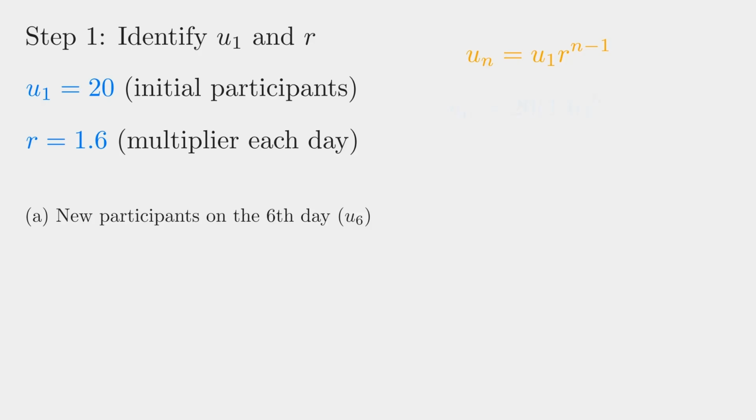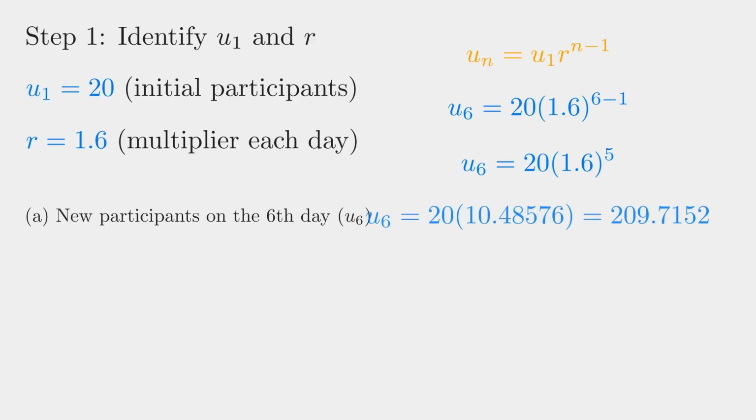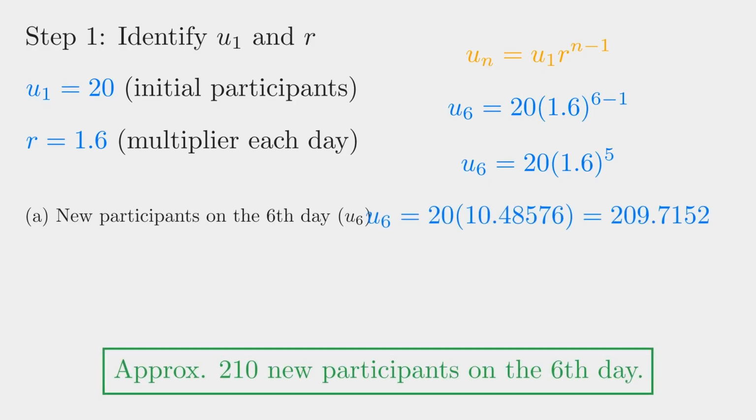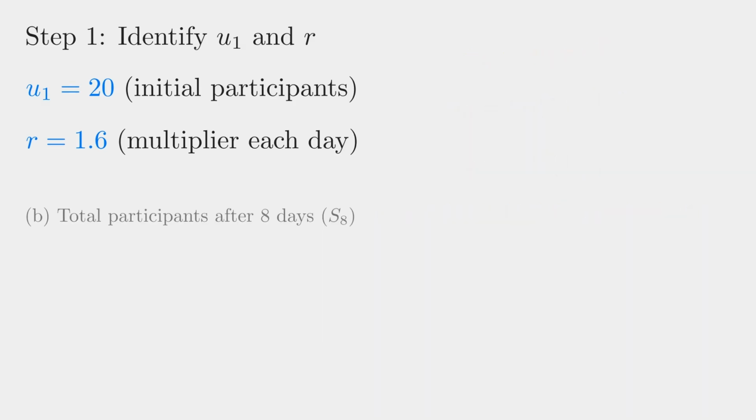Replacing our values, we get u6 is equal to 20 times 1.6 to the power of 6 minus 1, which approximates to 209.7152. Since we're talking about people, we round this to approximately 210 new participants on the 6th day. Now, next, let's talk about part B.